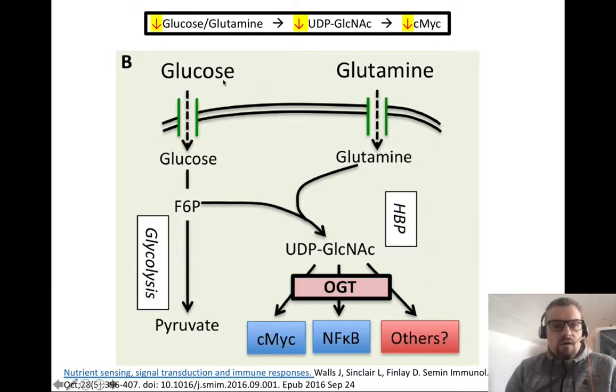And this is how glucose and glutamine can feed into the levels of c-MYC, another important metabolic transcription factor in our cells, because the hexosamine pathway, which generates UDP-GlcNAc, takes glucose and glutamine to generate this molecule. So you need a supply of both glucose and glutamine to generate UDP-GlcNAc, which is a substrate for O-GlcNAcylation. This is taken by OGT, and you get O-GlcNAcylation of c-MYC, or NF-kappa B is another example, or certainly others that are still to be determined.